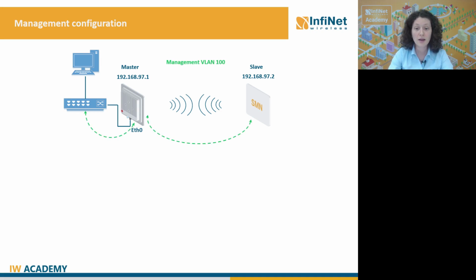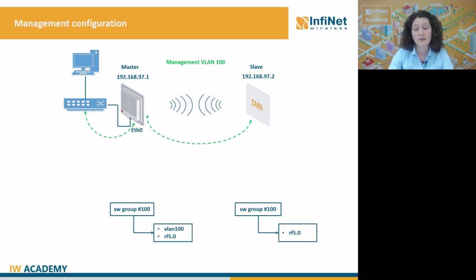Let's review the VLAN-based management using VLAN 100 for the management traffic in our example. First, you should create switch group 100 for the management. Afterwards, you should create a VLAN interface in the network settings section, and you should specify the VLAN ID and select the Ethernet interface as its parent. Next, add the RF and VLAN interfaces into switch group 100.